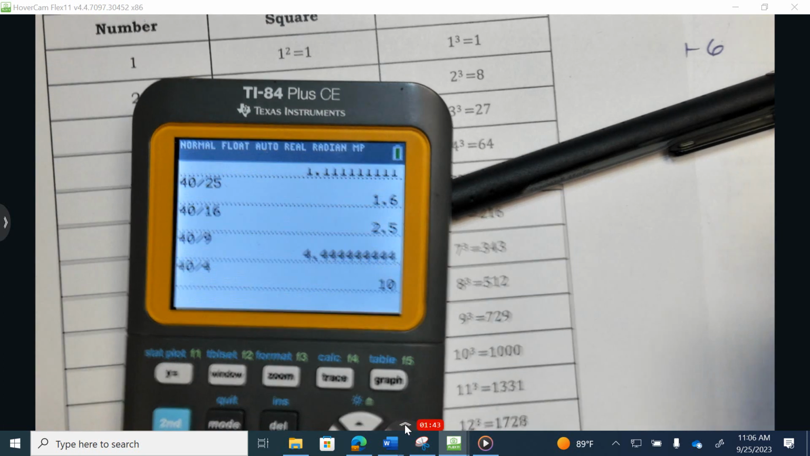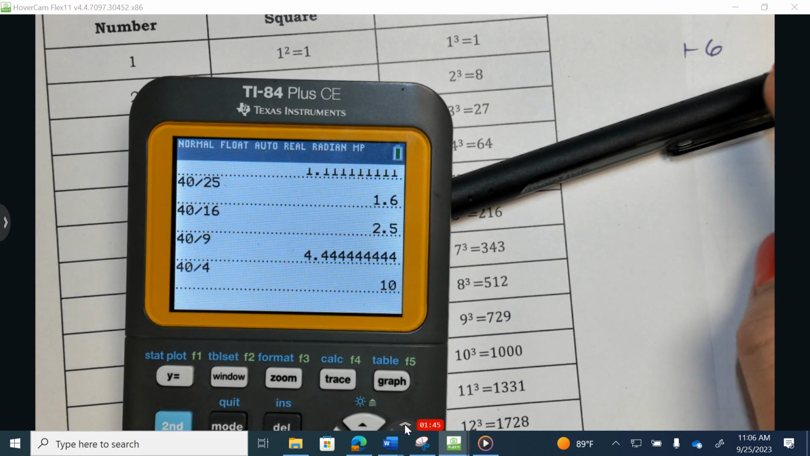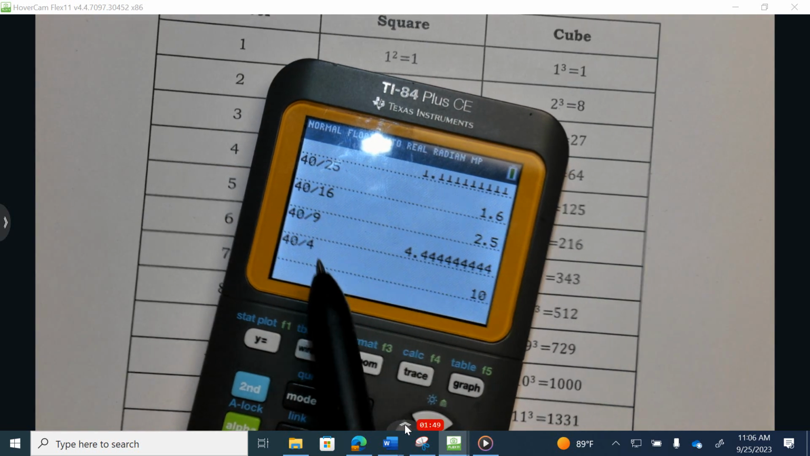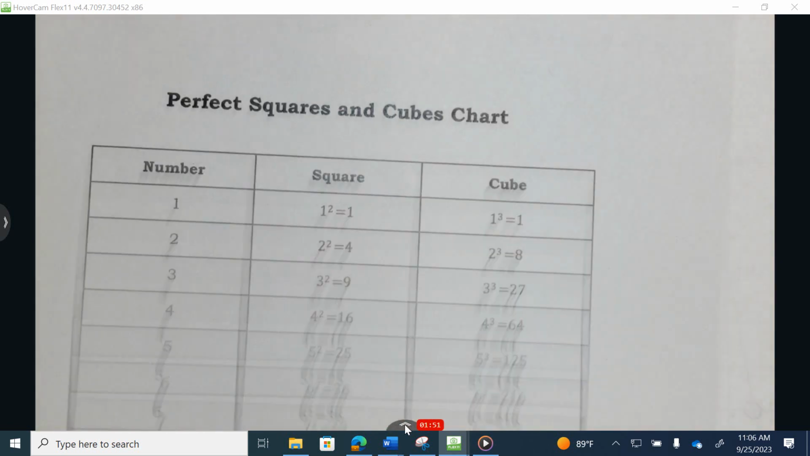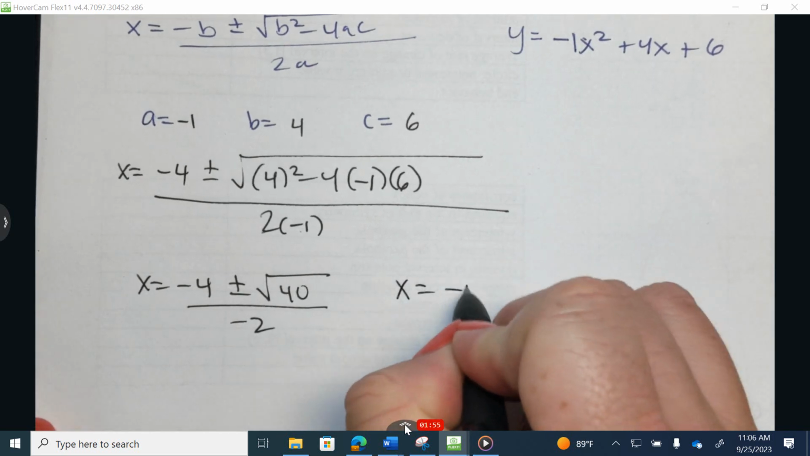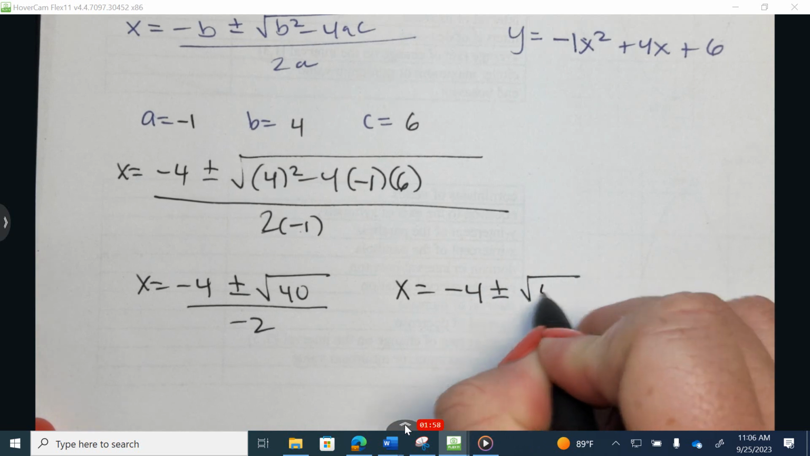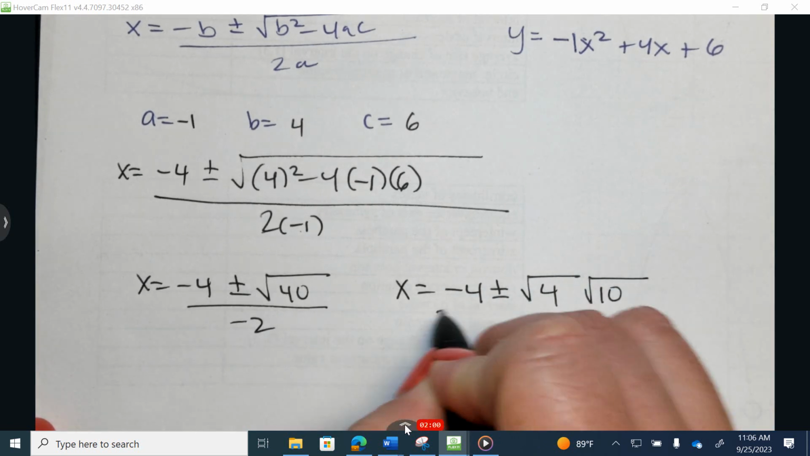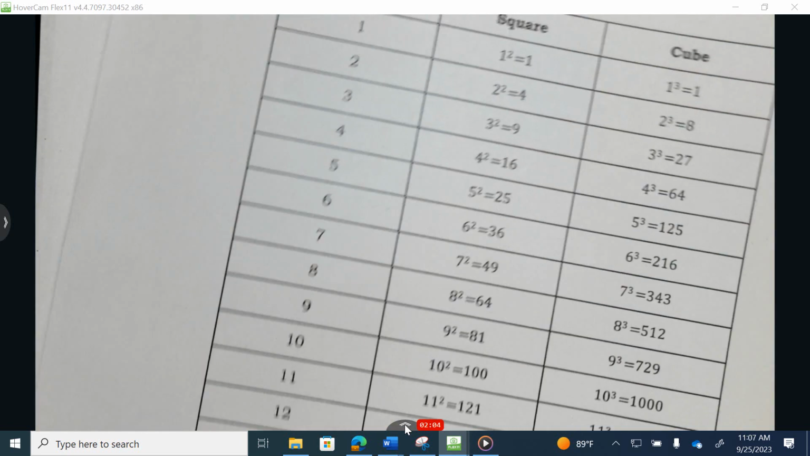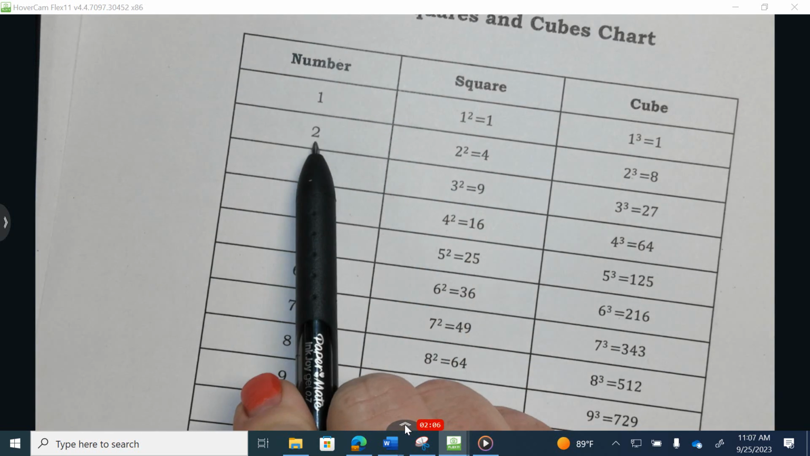So 40 can be broken up into 4 times 10. 4 is the perfect square. It allows us to break it apart. So I come back here and I'm going to rewrite this again. X equals -4 plus or minus. Now 40 is the same as 4 times 10. What is the square root of 4? It is 2.